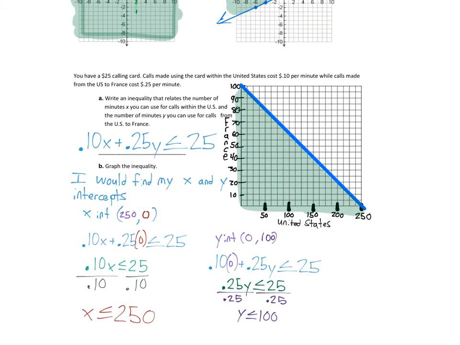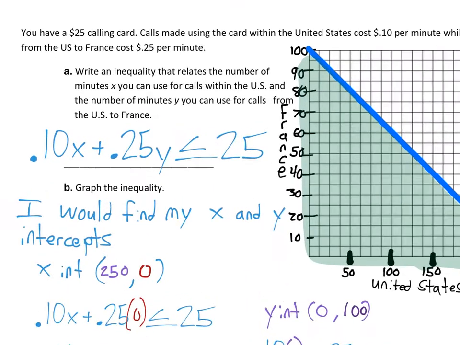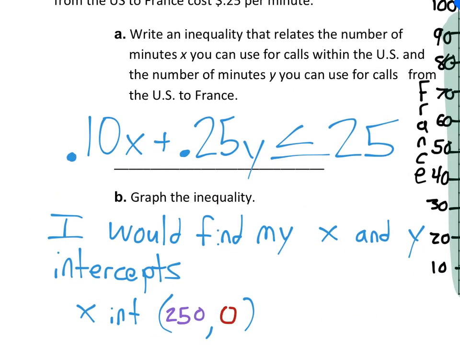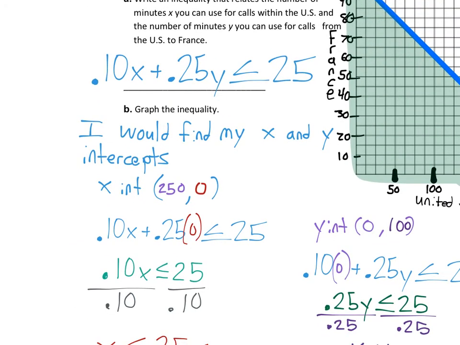All right, so 4 is here. Final problem. You have a $25 calling card. Calls made within the United States cost 10 cents a minute, while calls made to the U.S. and France are 25 cents per minute. Set up an equation, 10 cents per x, 25 cents for y. All of those combined have to be less than or equal to 25.